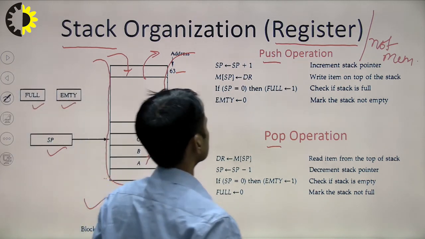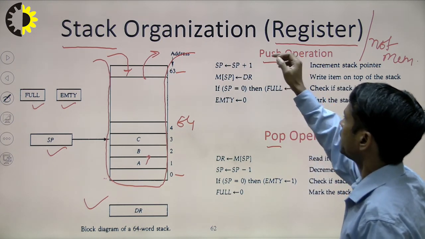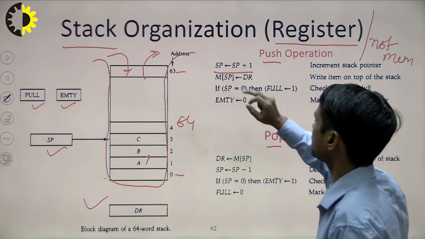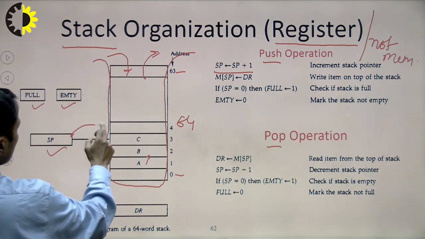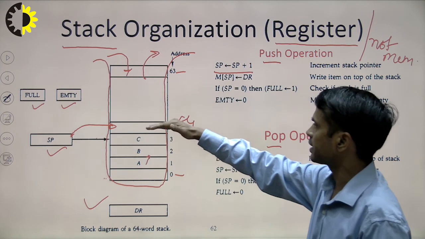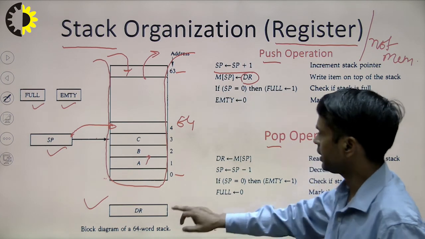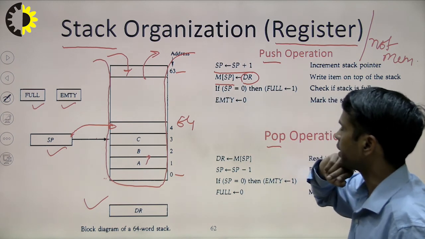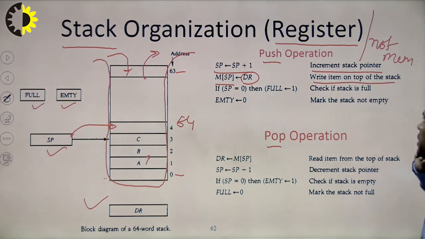So, considering this requirement, when we want to push some data into this stack, the first operation we have to perform is to increase the stack pointer. When we do SP plus 1, this pointer will point here, because the last data is available at this location. So first we increase the stack pointer, then the data available in the DR register is put in the memory location pointed to by the stack pointer. First we increment the stack pointer, then write the item on the top of the stack.